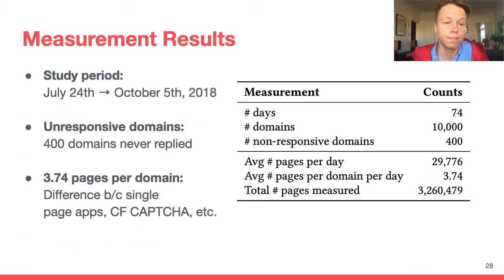to the web. So we conducted the study between July 24th and October 5th in 2018. Of the 10,000 domains we crawled, 400 never replied once. This might be because of anti-bot technology or just churn in the Alexa list or unpopular sites coming offline, things like that. And then we weren't able to capture 4 pages on each domain, and we attributed this to a number of different things. Some sites just probably only have 1 page. Some sites our bot triggered captchas, things like that. So we weren't able to find 4 pages on every domain, but on average we had 3.74 pages recorded per domain.